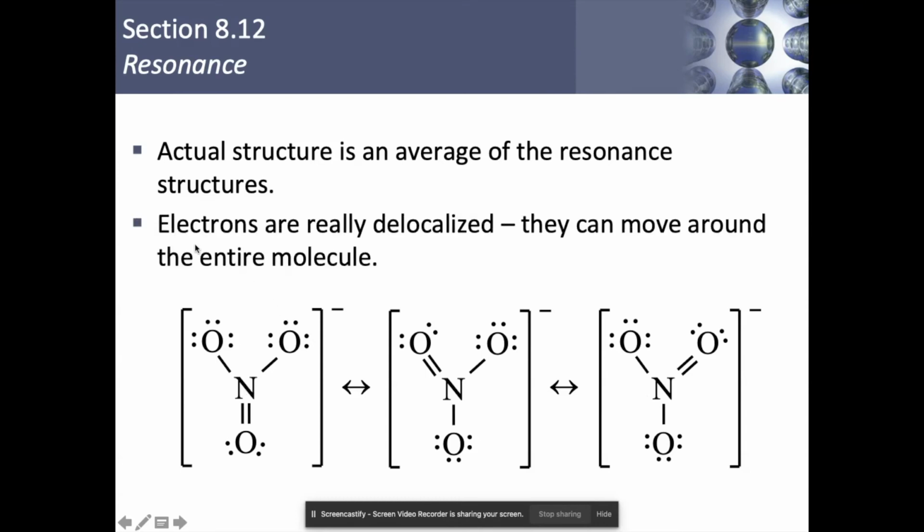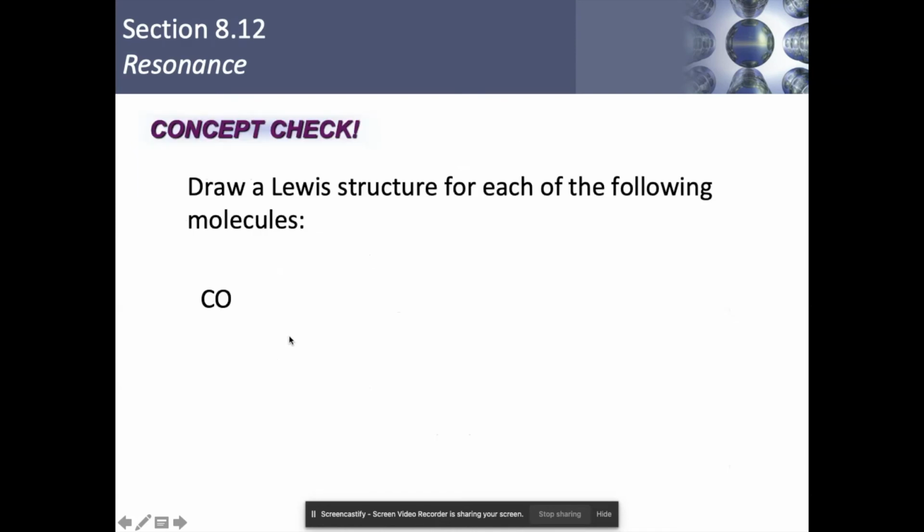And again, I tried to describe this before it even came up, but I should have waited until this little bullet point came up. Electrons are really delocalized. They can move around the entire molecule. So even though we like to show them as these solid lines, these electrons here are just as free to move all the way over here to this oxygen or that oxygen. They're not bonded in place, and stuck in one location. The electrons can actually move anywhere they want within this entire molecule.